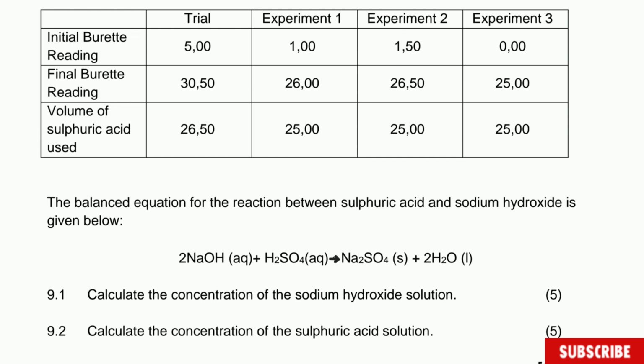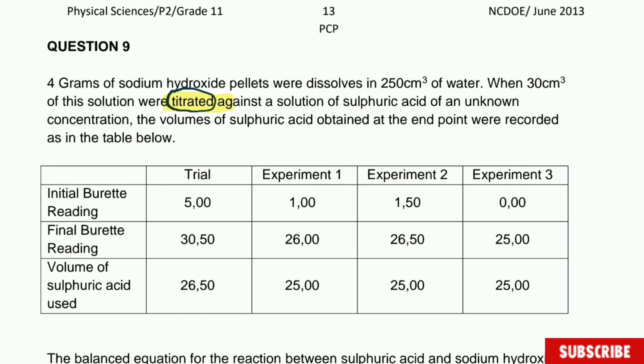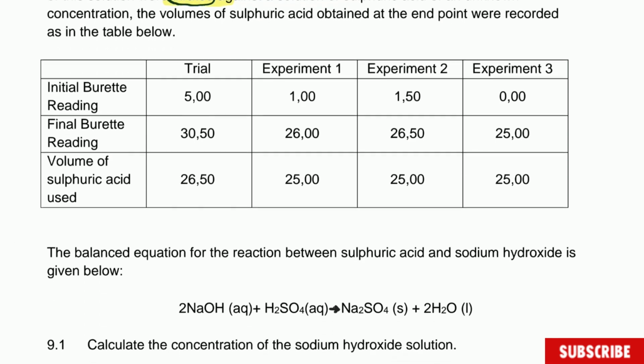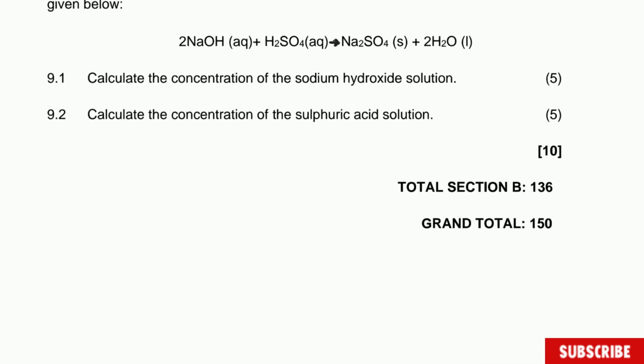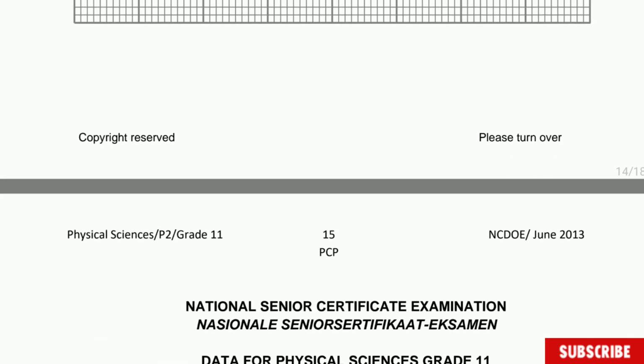Calculate the concentration of the sodium hydroxide solution. Now for this question, all you have to do is see what we have here. We have the mass, we have the volume of water in which the sodium hydroxide was dissolved, and then all we have to do is calculate the concentration. So for that, the answer is very simple.